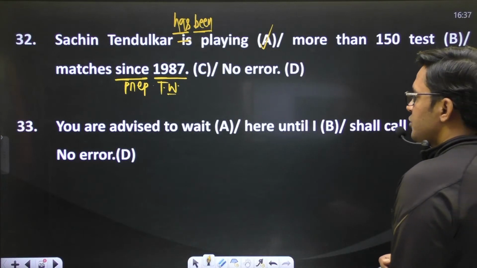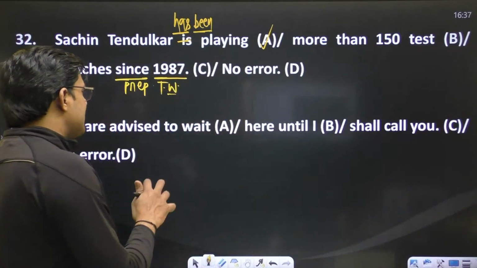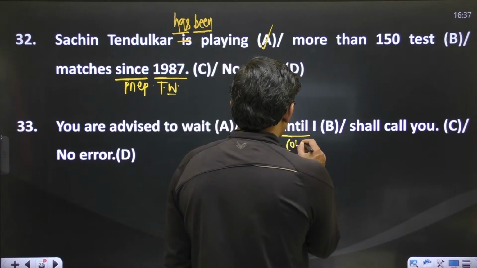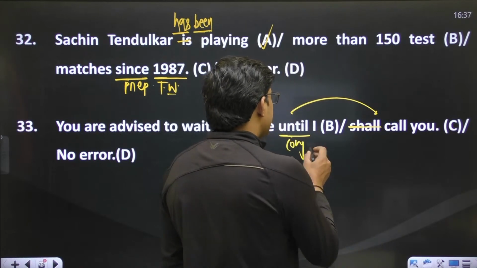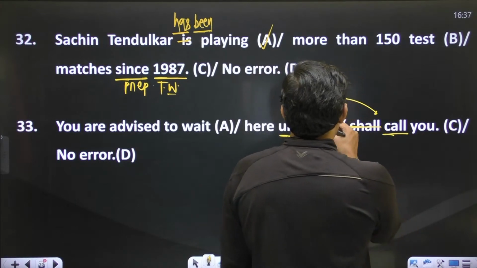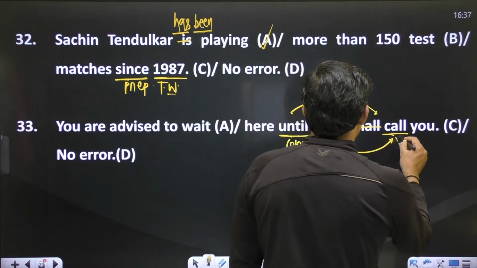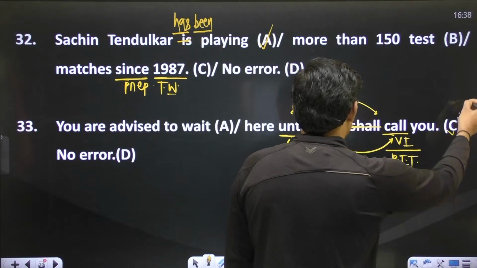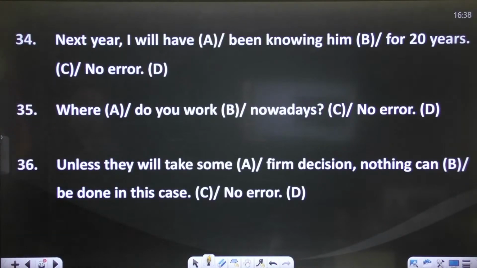You are advised to wait here until I shall call you. This is the open condition, and make sure after this conjunction until, never use any future tense. Drop shall, and in place of future indefinite we use present indefinite, and in present indefinite this subject demands the first form of the verb. Now the sentence is in present indefinite tense. The sentence will be fine. The error is in part C.